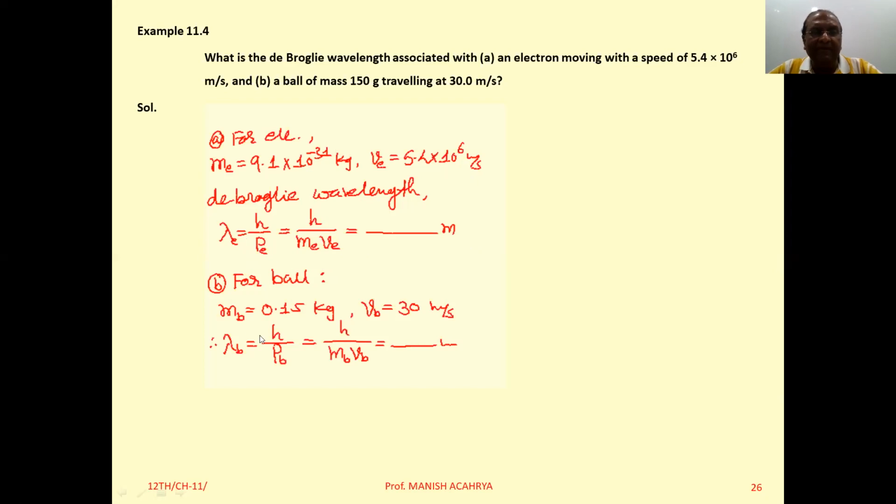Then for the ball, mass of ball is 0.15 kilogram, speed is 30 meter per second. So wavelength is h upon pb, so h upon mass of ball times speed of ball. Substitute again the values of h, mass of ball, and speed of ball, and then solve it. You will get the wavelength of the ball. Clear to all of you?